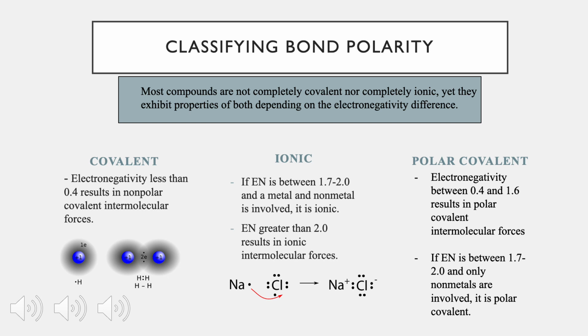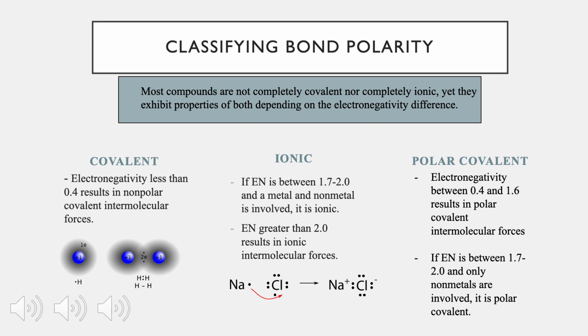If the electronegativity difference is less than 0.4, it will result in nonpolar covalent intermolecular forces. If the electronegativity difference is greater than 2.0, it will result in ionic intermolecular forces. If the electronegativity difference is between 0.4 and 1.6, it will result in polar covalent intermolecular forces.